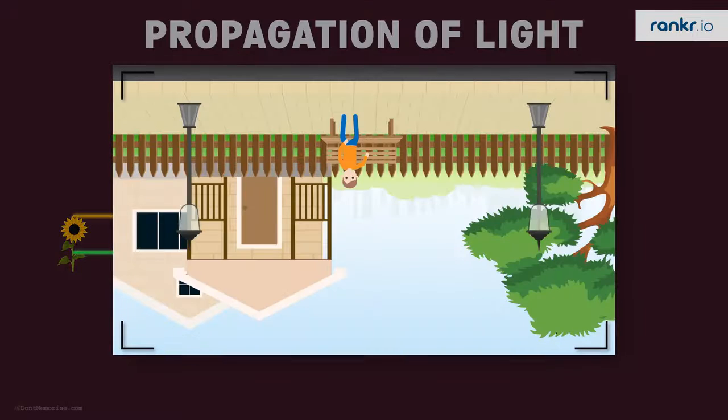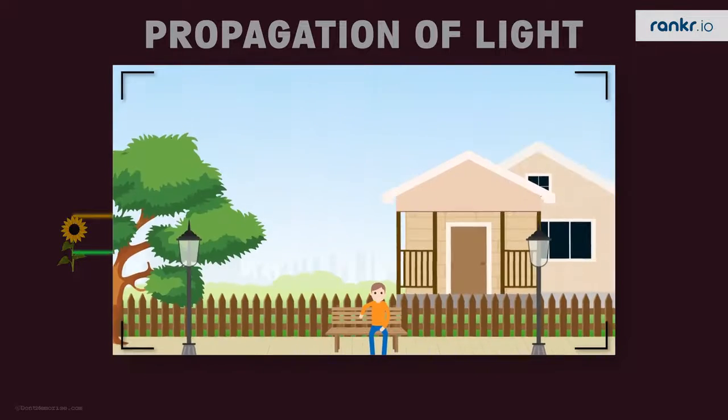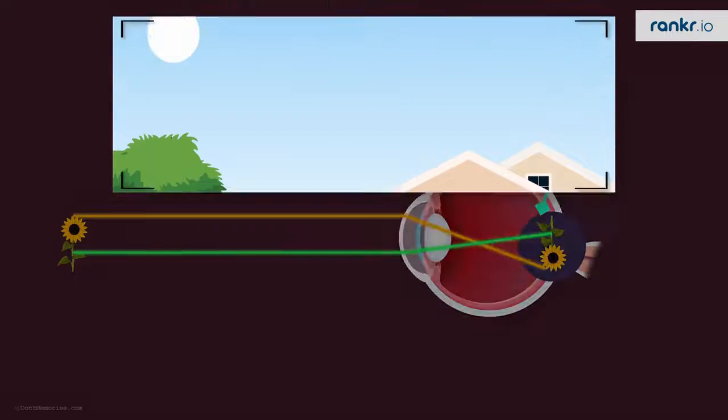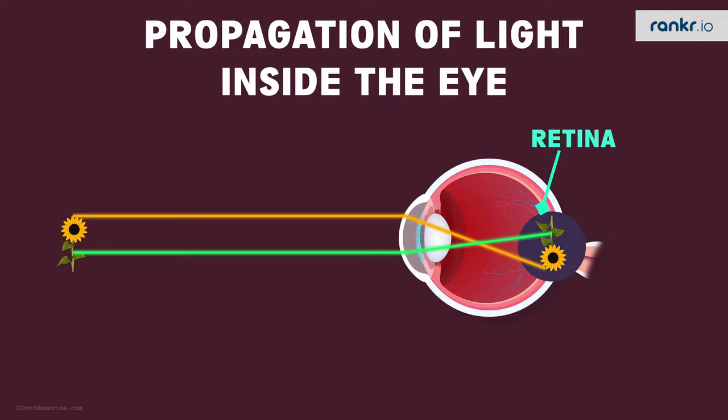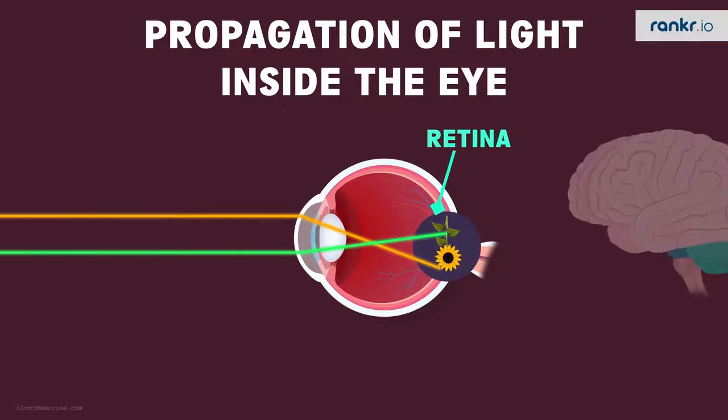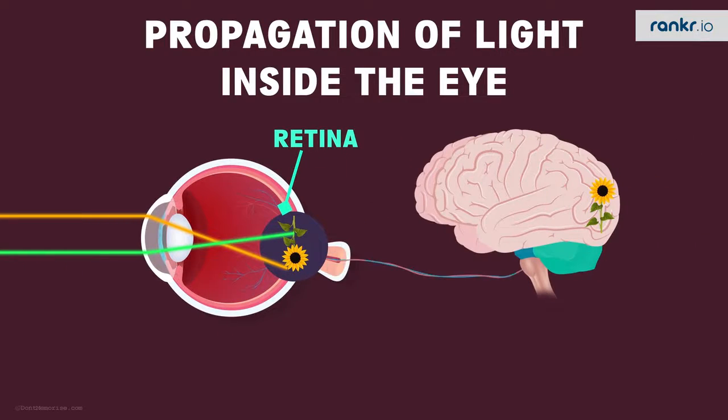But wait, we don't really see the world around us being upside down, do we? We see everything as is because this image again gets upright in the brain. We know that these light signals travel through the optic nerve as impulses and travel to this part of the brain. It's known as the occipital lobe.